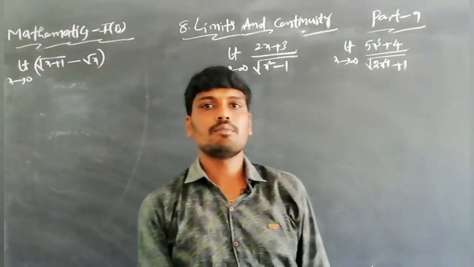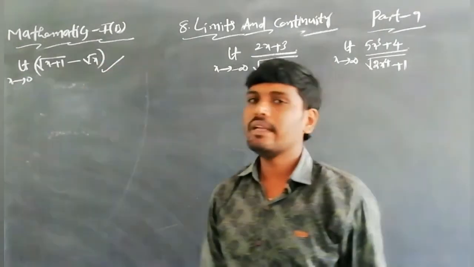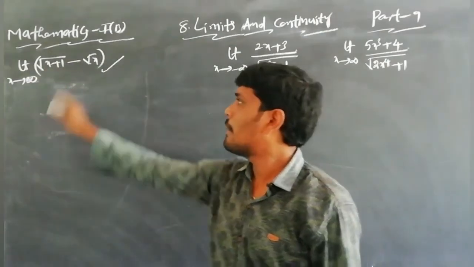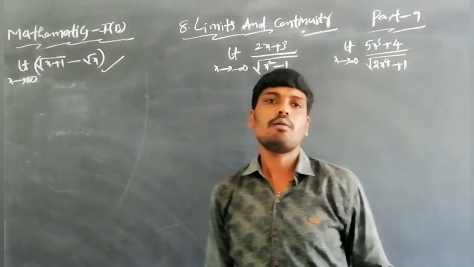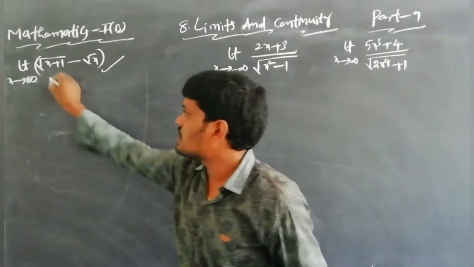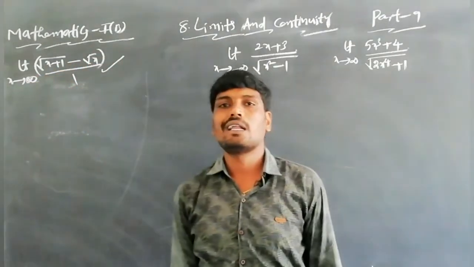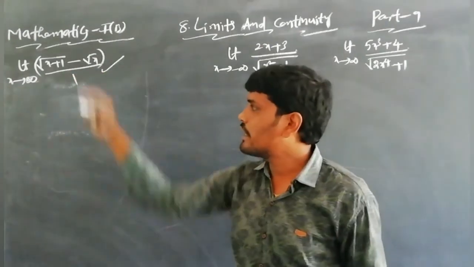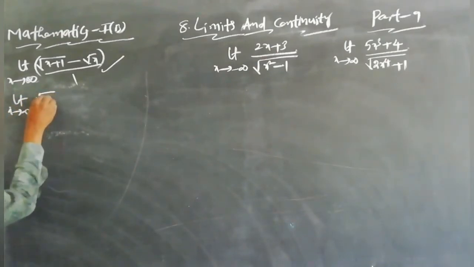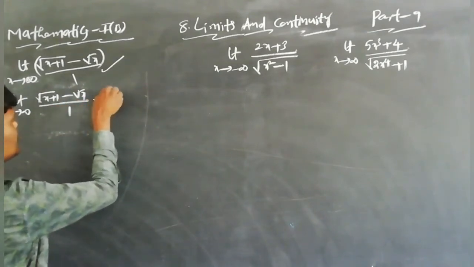Next, assignment problems or homework problems of a similar model. This one is a problem: limit x tends to infinity, square root of x plus 1 minus square root of x. This problem is similar to the previous problem. First of all, this is the numerator and the denominator is 1. Rationalize this numerator. The numerator is square root of x plus 1 minus square root of x, all by 1.